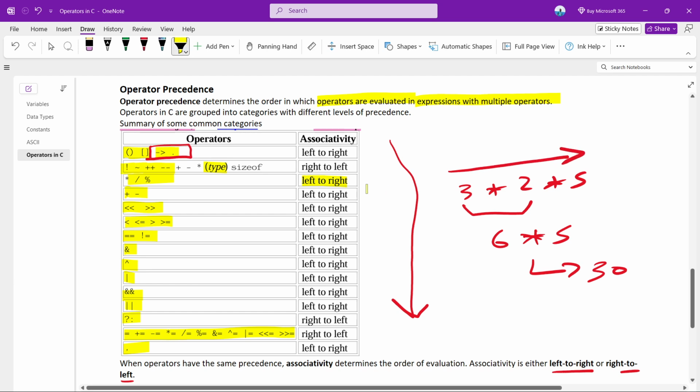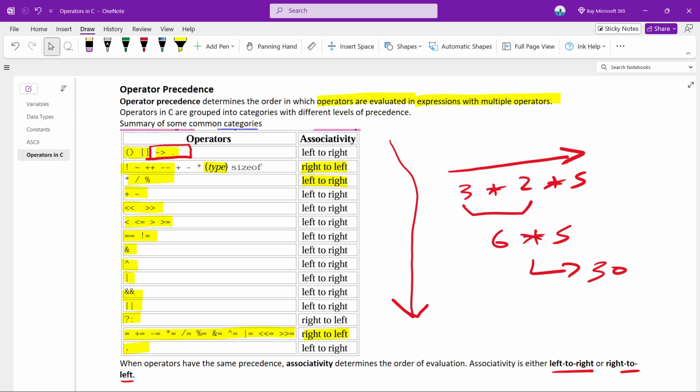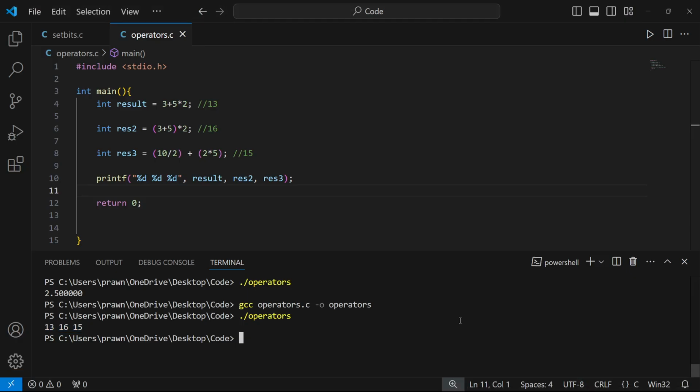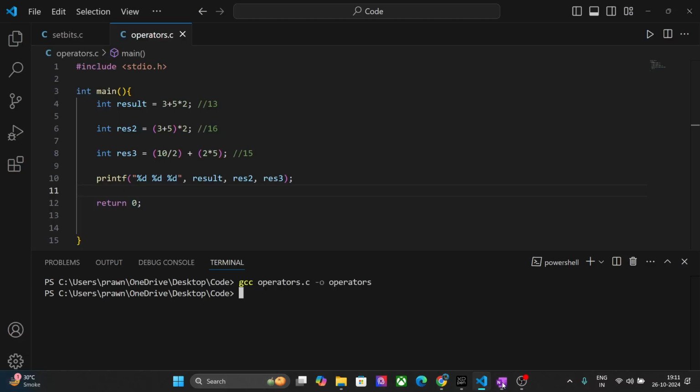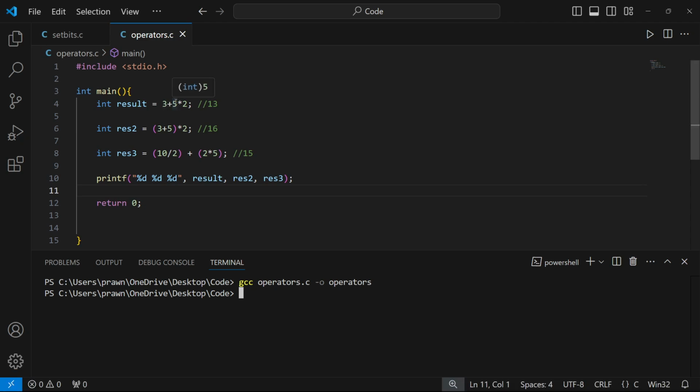In some cases, the associativity is from right to left, as in the case of unary operators and also assignment operators. To summarize and understand this, let's take an example. I have written a simple program that highlights associativity and operator precedence. As we can see here, I am doing 3 plus 5 into 2. In this case, multiplication has higher precedence than addition. So 5 will first be multiplied by 2, which will give me 10, and that will be added to 3, which will give me an answer of 13.